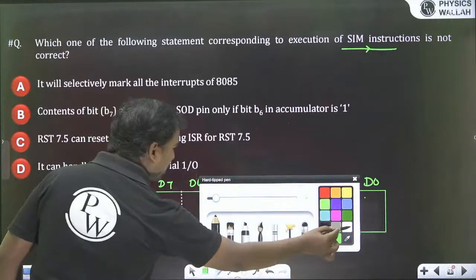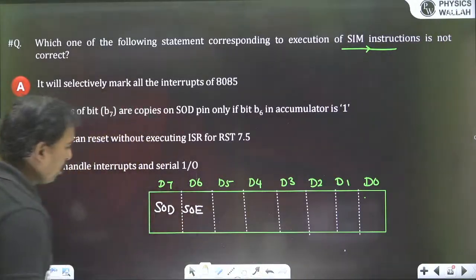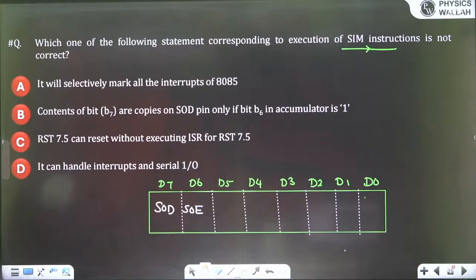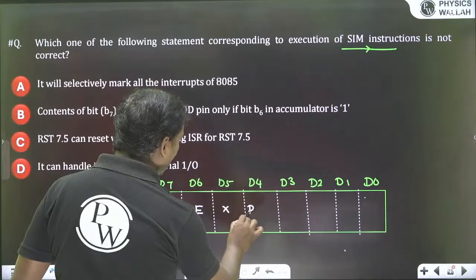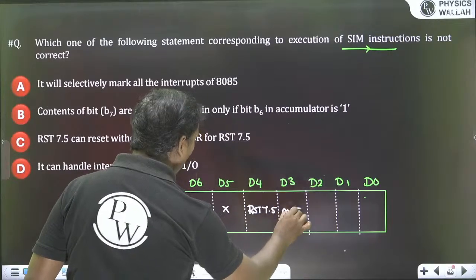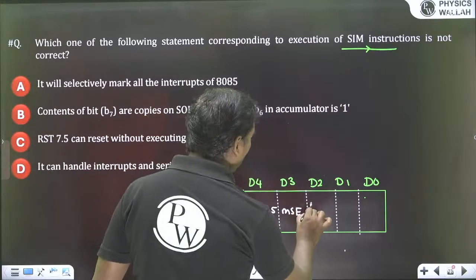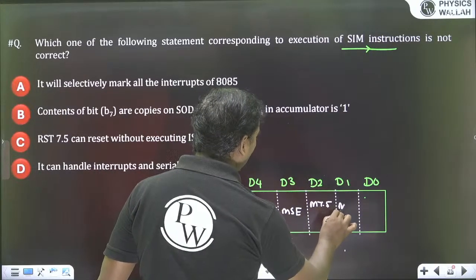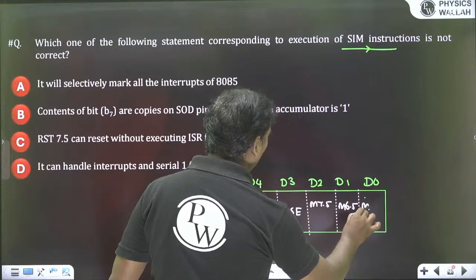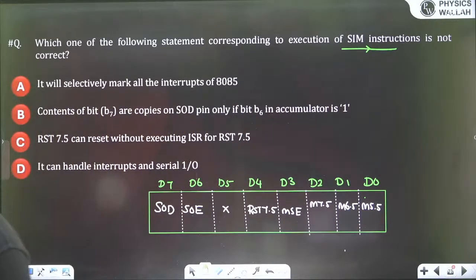So this is SOD, serial out data. This is serial out enable. So it is suitable for serial data communication also. Next is unused. Next is RST 7.5 reset. Next is MSE, mask set enable. Next M7.5, M6.5, M5.5, these are the mask bits. So this is the set.